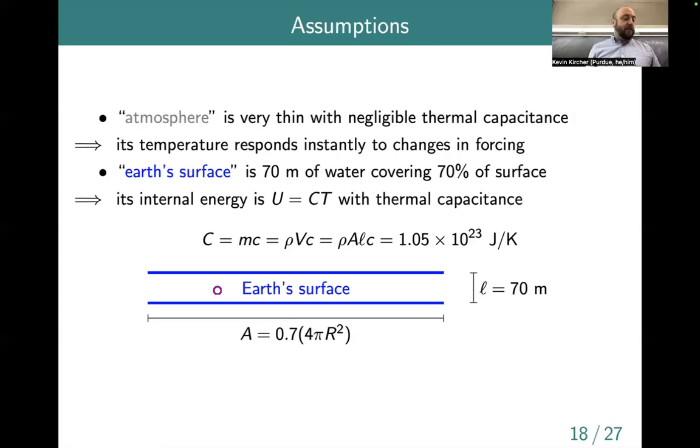So, questions about the assumptions here? All right.